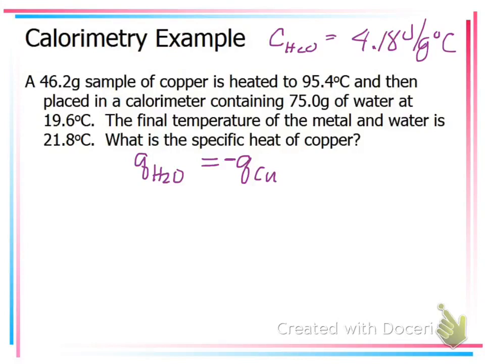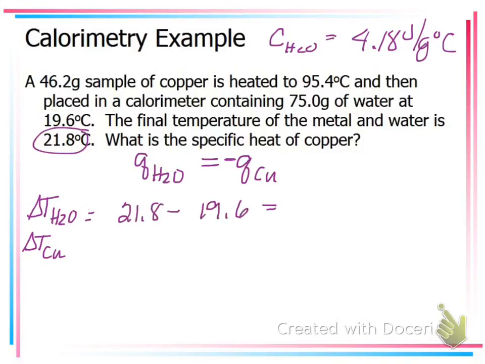Okay. So we can calculate how much heat water is gaining because we have specific heat, we have delta T, and we have the mass. So let's go ahead, because we're going to need both of them. We're going to do the delta T for water and the delta T for copper. 21.8 is the final for both of them. That's what they ended up with once I mixed them together. So 21.8 minus 19.6 gives me 2.2 for water. 21.8 minus 95.4 is going to give me a negative 73.6.